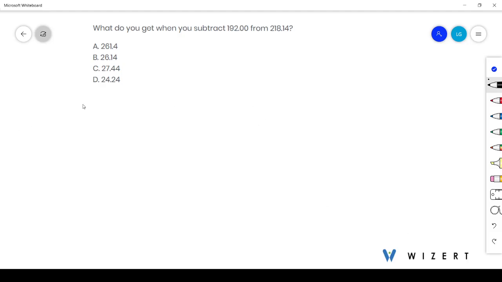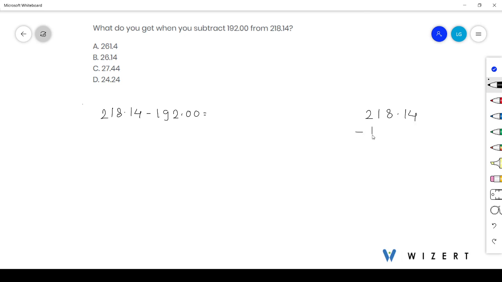Our question is, what do you get when you subtract 192.00, that is 192, from 218.14? Here we need to find 218.14 minus 192.00. Do the subtraction.